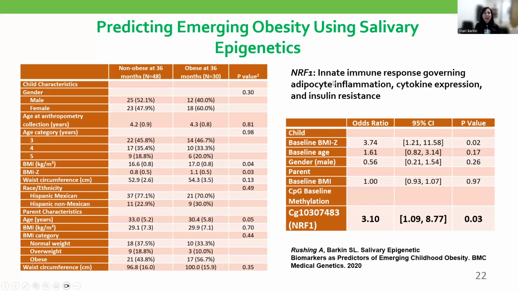In fact, it looked like NRF1, which is an innate immune response gene governing adipocyte inflammation, cytokine expression, and insulin resistance. You could see that there's a threefold odds that if this is where we saw the epigenetic mark, that child 3 years later would emerge into obesity. And that allows us to ask really different questions, because now I can look when children are much younger to understand epigenetics around this site, to determine how we might intervene to affect our cytokines and adipocyte inflammation. So it changes the way we think about things.